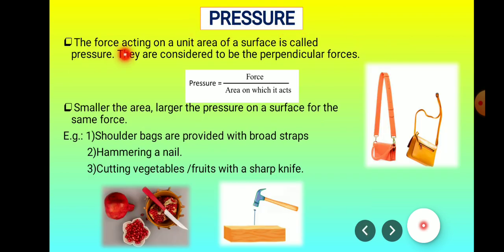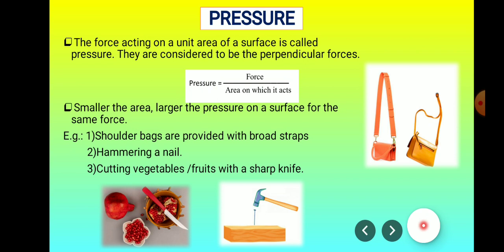Pressure. The force acting on a unit area of a surface is called pressure. These are considered to be perpendicular forces. So pressure is equal to force upon the area on which it acts. Pressure and area are inversely proportional. It means if the area is more, the pressure applied will be less, and if the area is small, the pressure applied will be more.